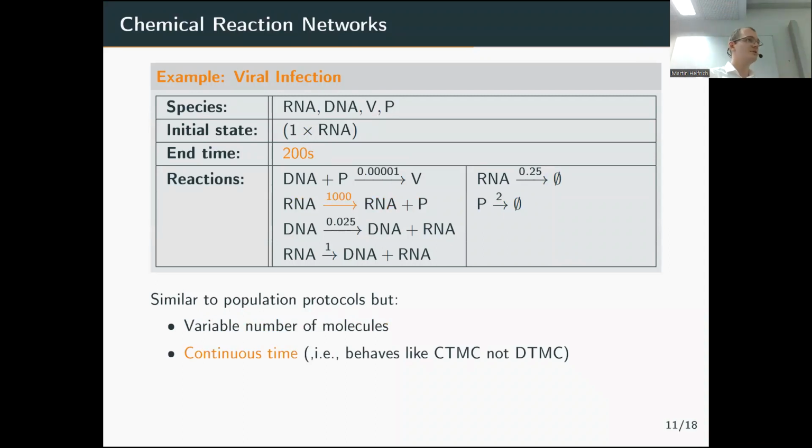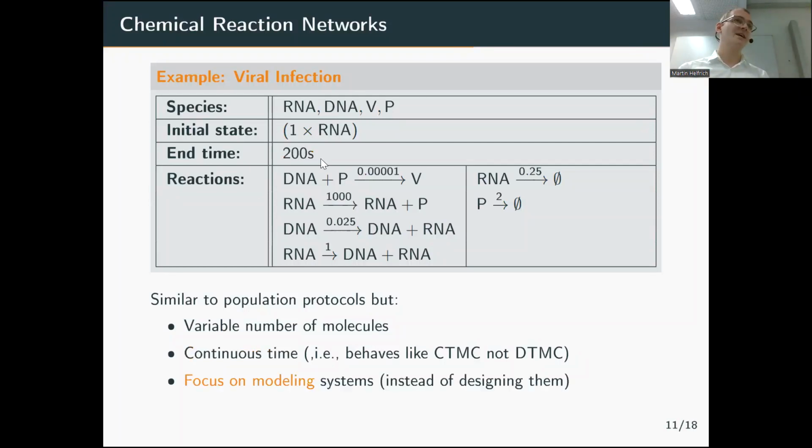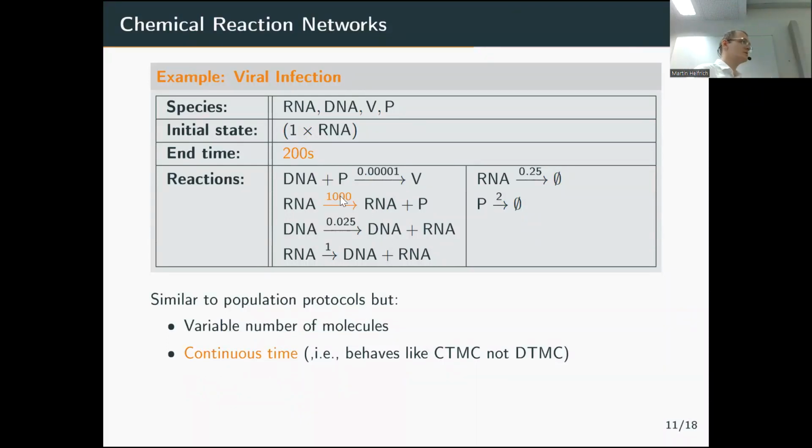Further, we have continuous time. I mentioned before, the population protocol model behaves like a DTMC, a discrete time Markov chain. The chemical reaction network model behaves like a CTMC, a continuous time Markov chain. This is why we also work with time in seconds, right? Not steps. And we have these numbers above these arrows. These intuitively tell you how fast this reaction is, right? So this reaction is a lot faster than the one below it.